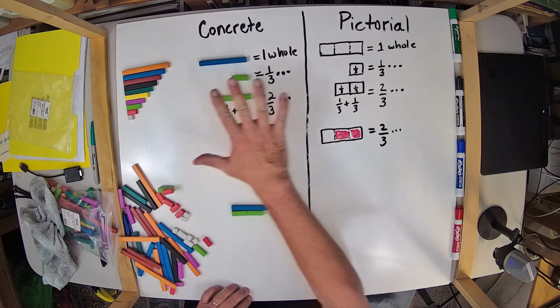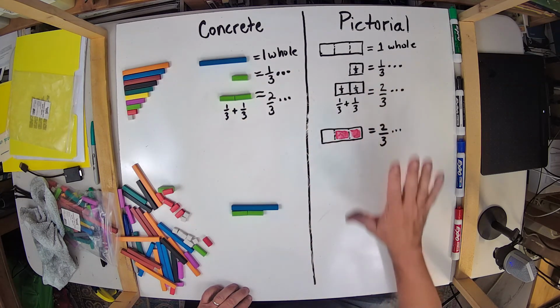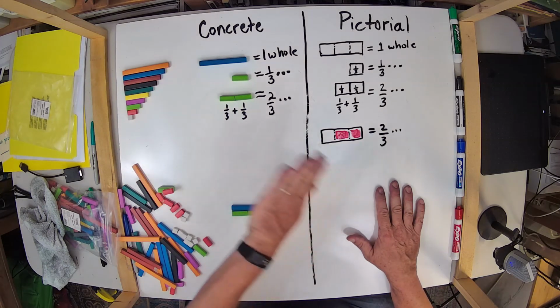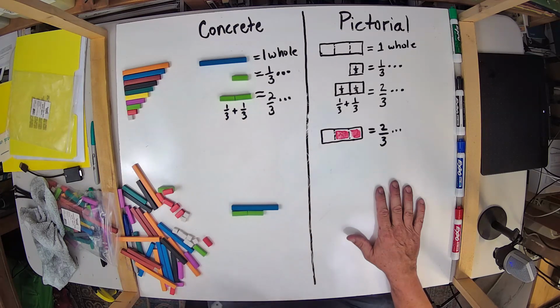So concrete followed by pictorial is very important. And we never abandon the concrete. We just slowly phase it out. We'll return to it regularly, especially if we have challenging problems.